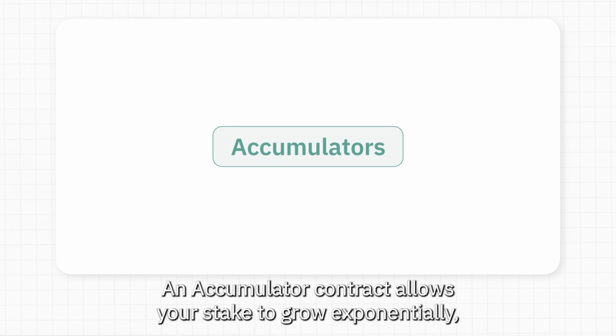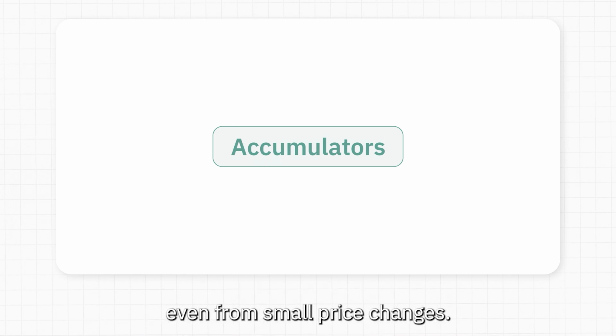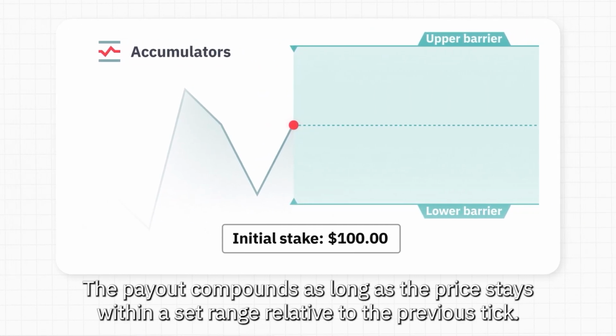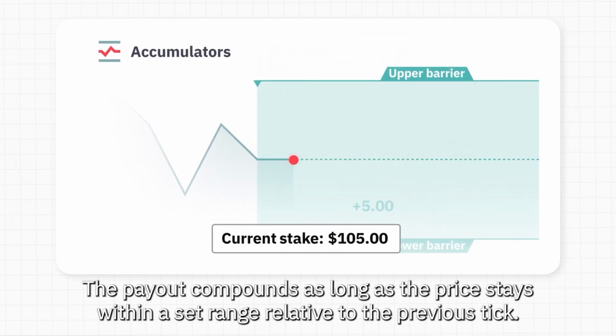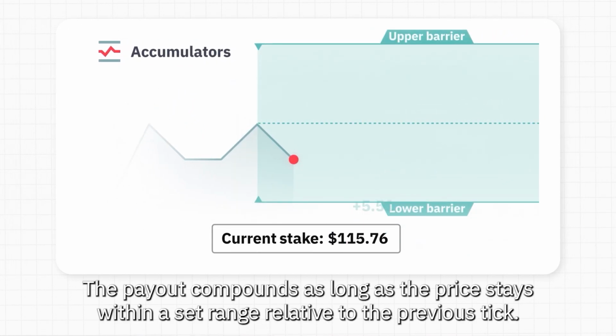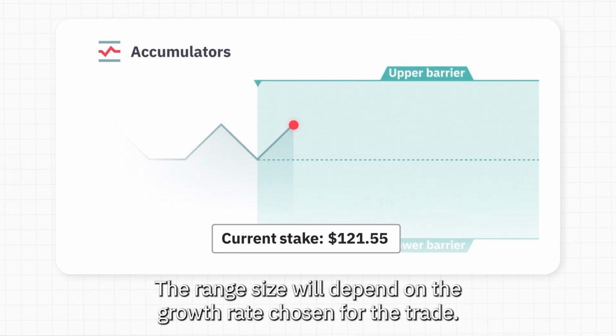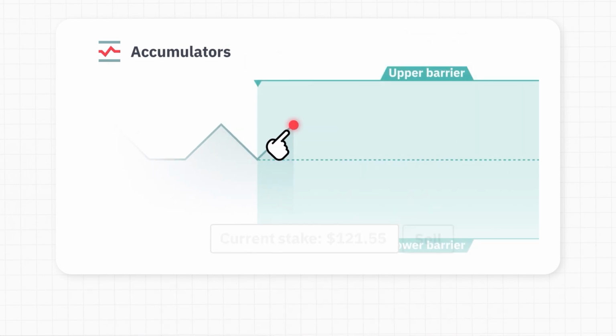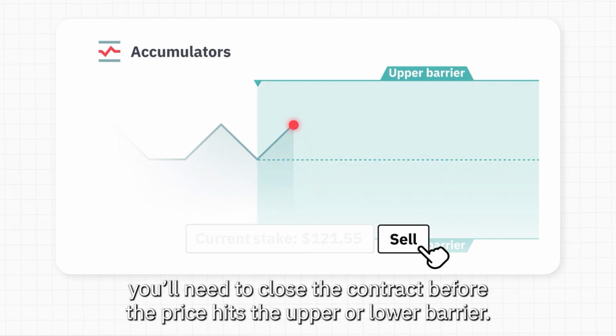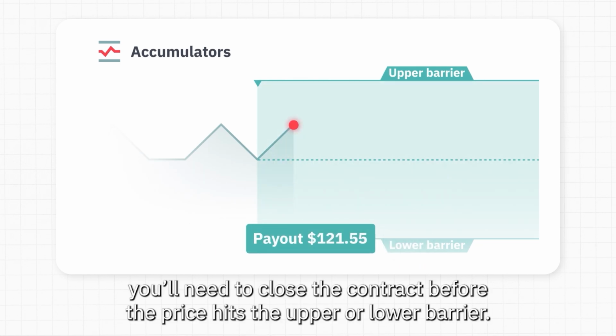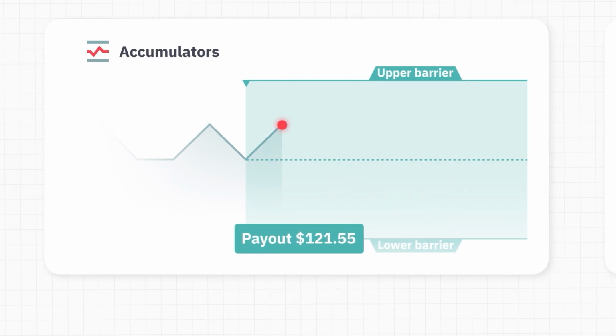An accumulator contract allows your stake to grow exponentially even from small price changes. The payout compounds as long as the price stays within a set range relative to the previous tick. The range size will depend on the growth rate chosen for the trade. To secure your payout, you'll need to close the contract before the price hits the upper or lower barrier.